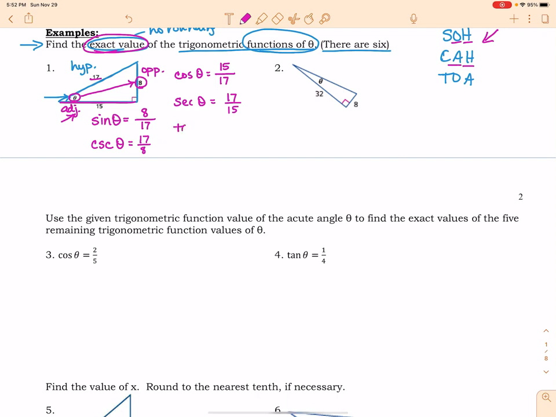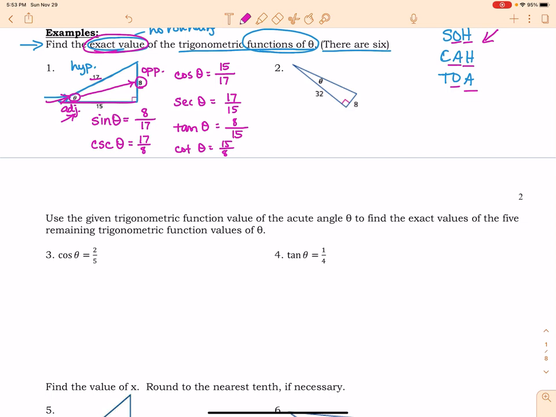And then that brings me to tangent theta. Remember, tangent theta is opposite over adjacent, so theta's right here. Opposite is 8, adjacent is 15. And then I am going to find cotangent theta, which is just the reciprocal of that. Yes, it's that easy. Magical, isn't it? I know. It's neat.